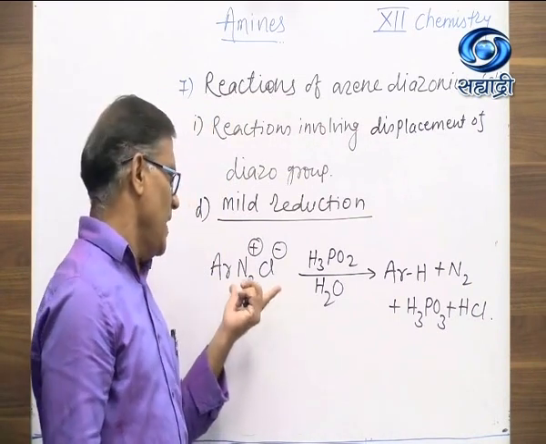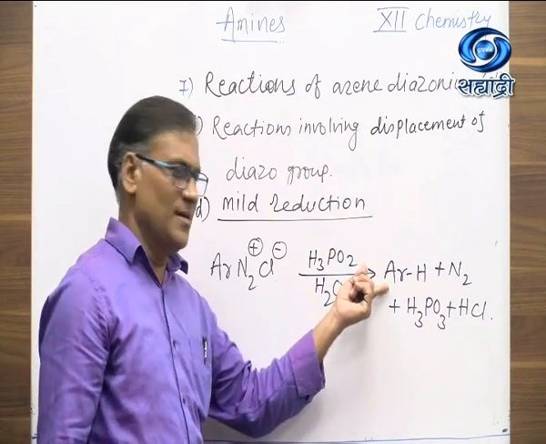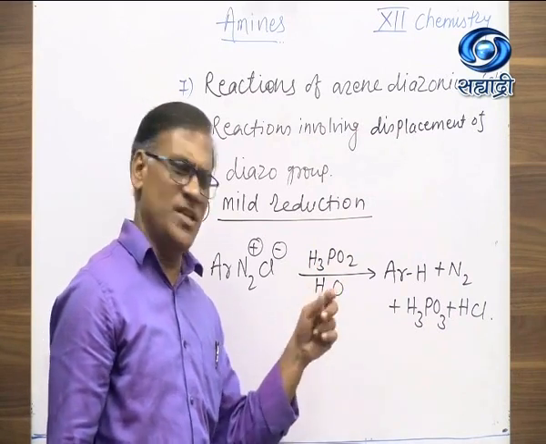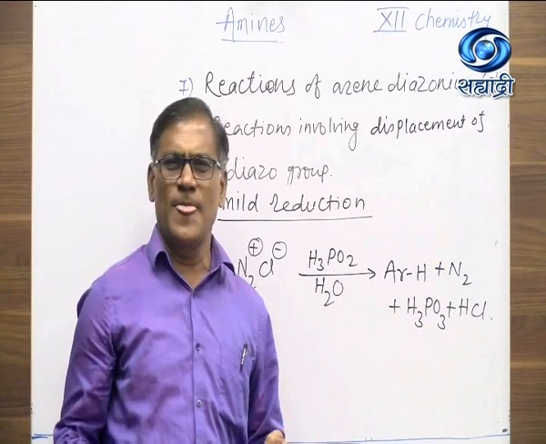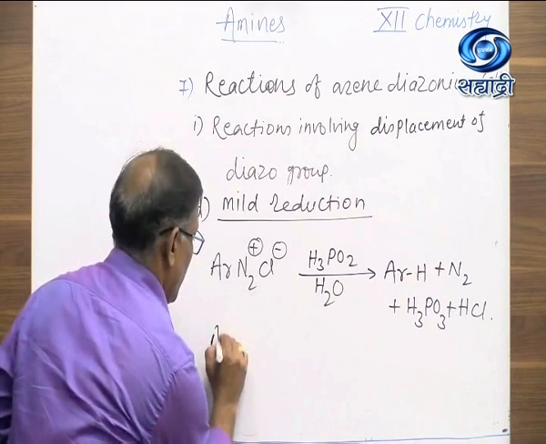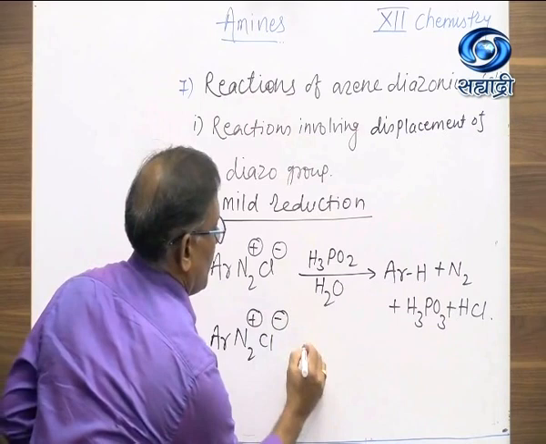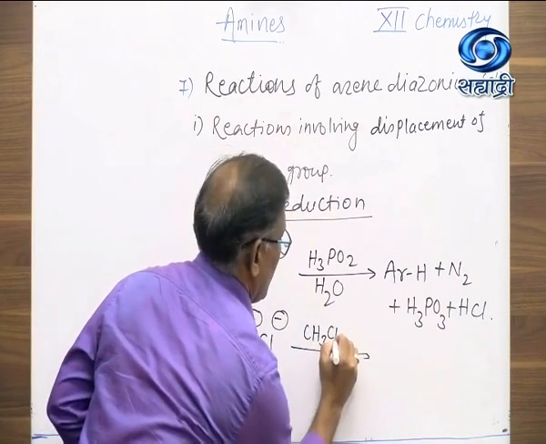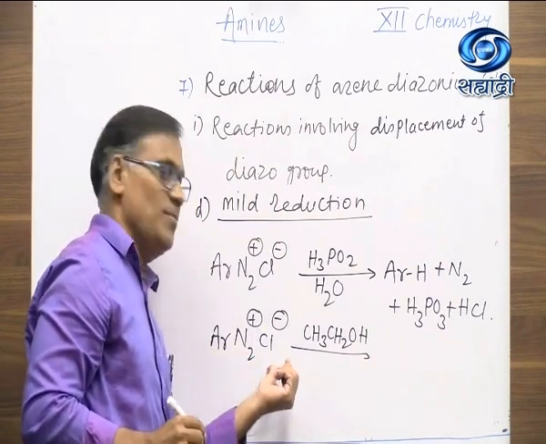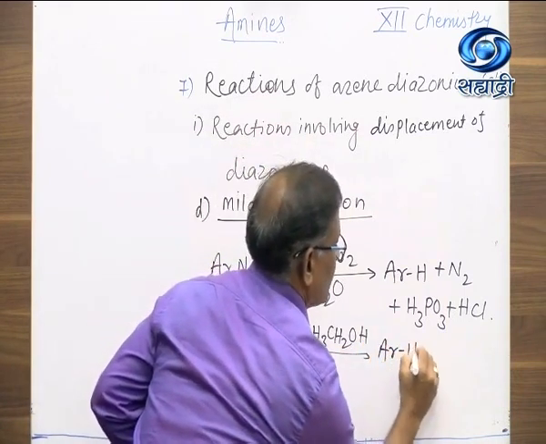So, arene diazonium chloride can be converted into benzene by the reaction with the reagent phosphinic acid suspended in water. Or instead of phosphinic acid suspended in water, we can also carry out this reaction with ethanol or ethyl alcohol. So when arene or aryl diazonium chloride is treated with ethanol, ethyl alcohol, it gives benzene.